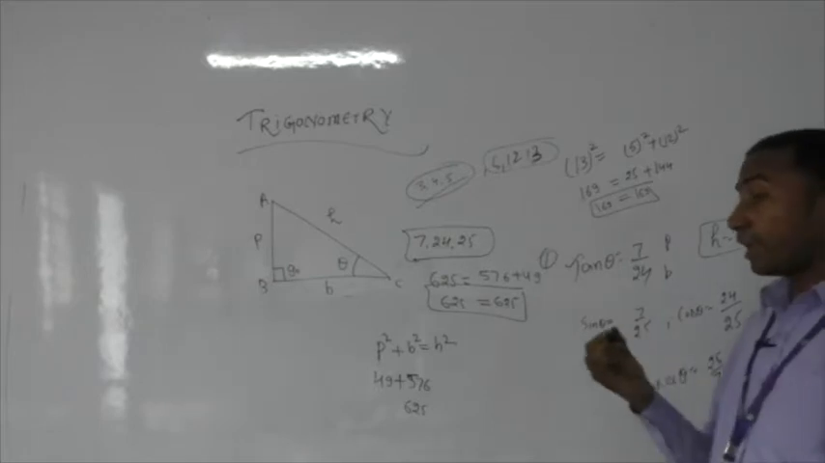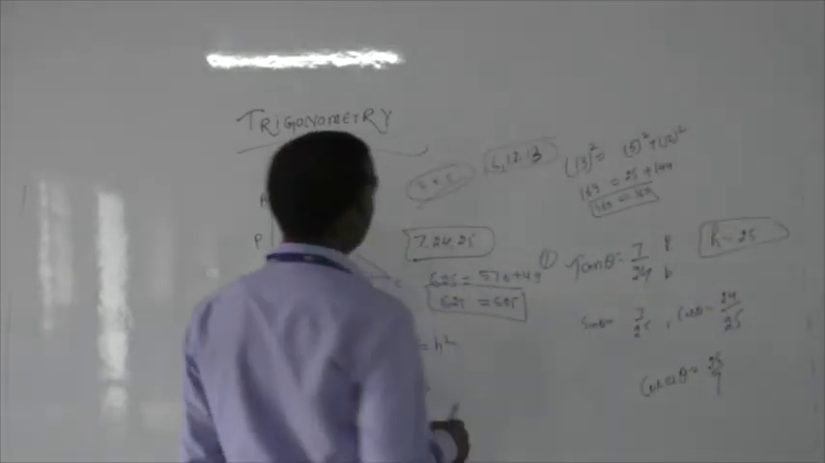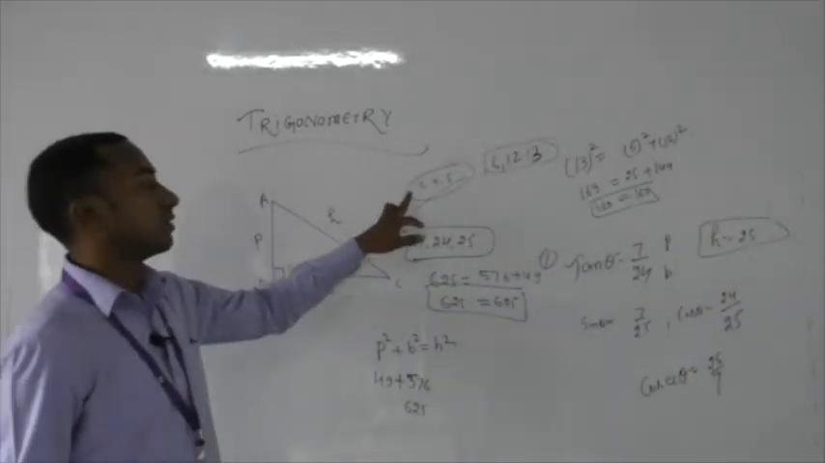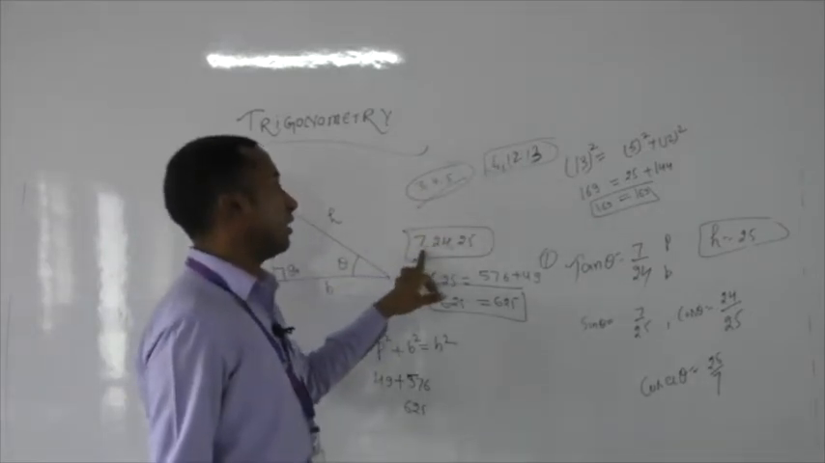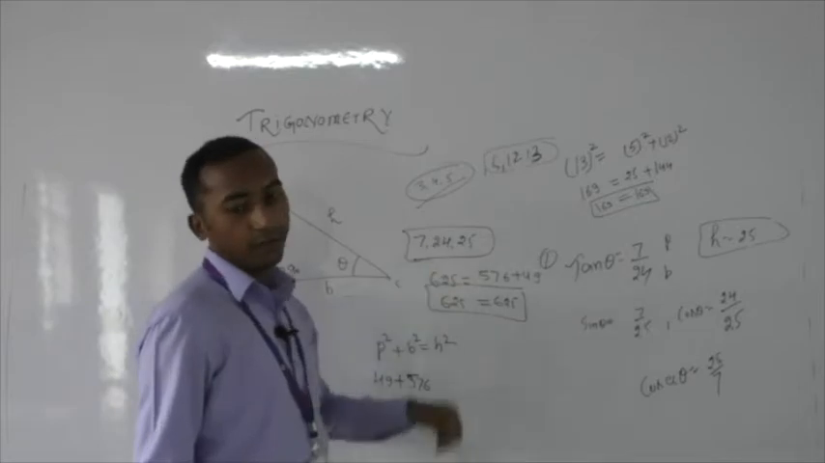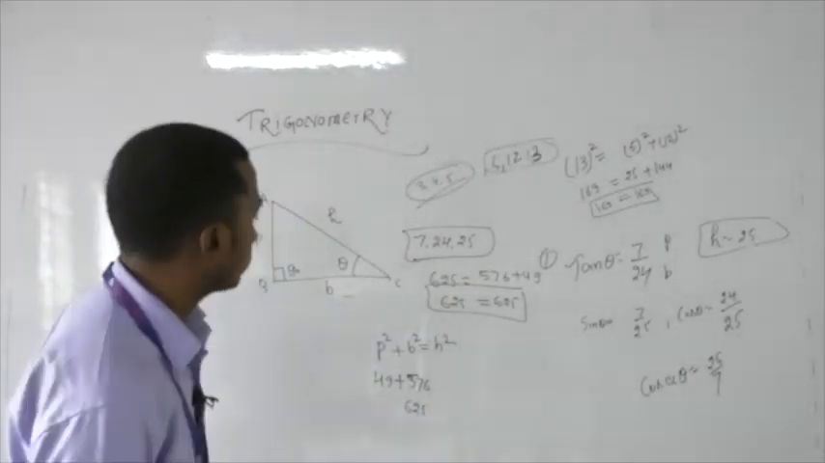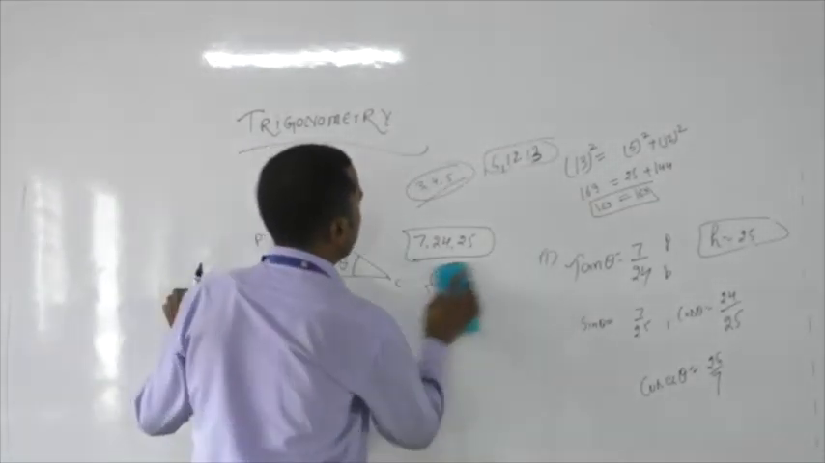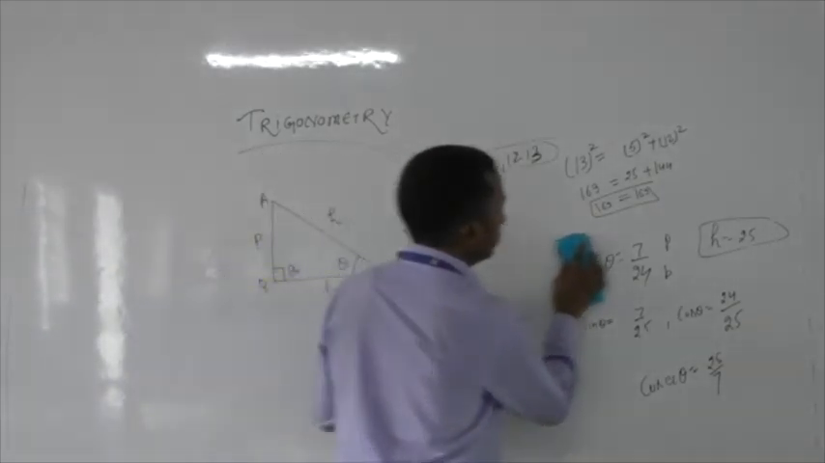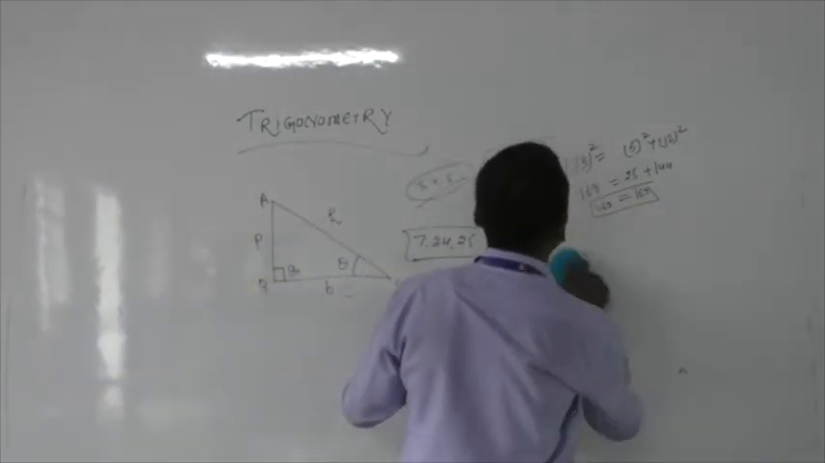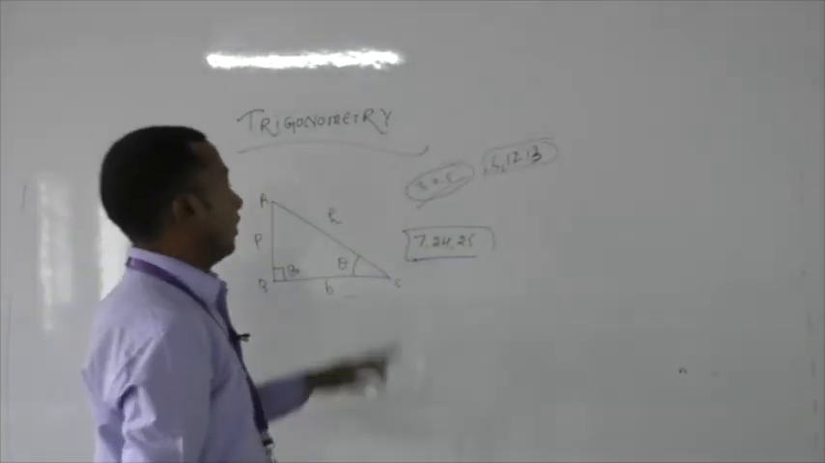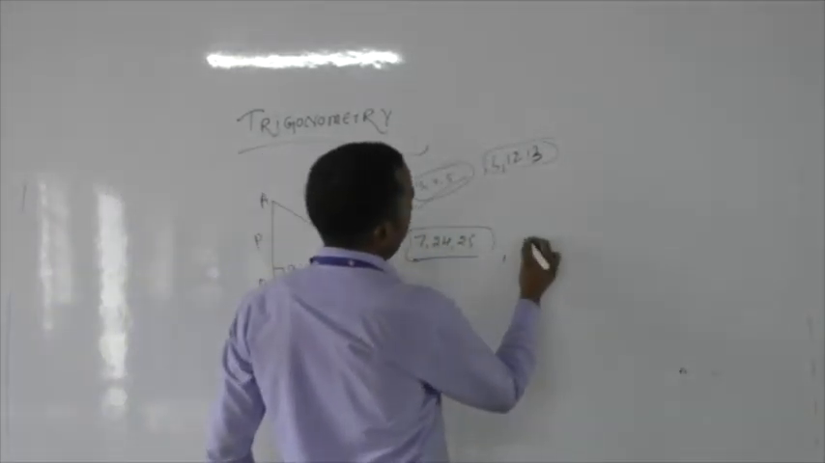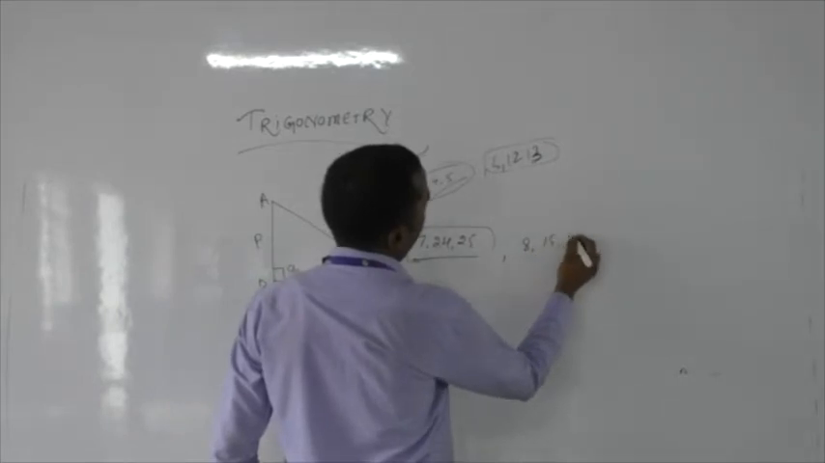So these Pythagorean triplets play a very important role. The first Pythagorean triplet is 3, 4, 5. The second one is 5, 12, 13. The next one is 7, 24, 25. The next Pythagorean triplet is 8, 15 and 17.